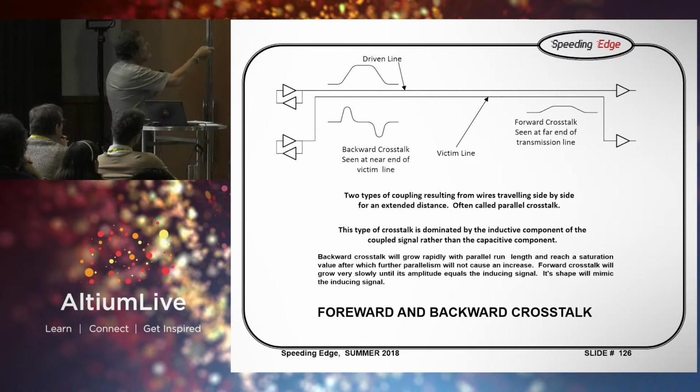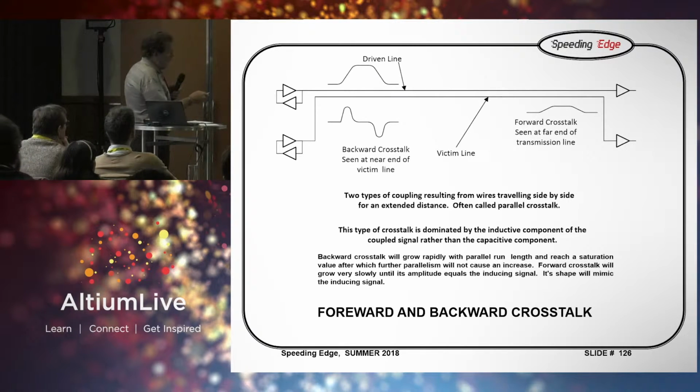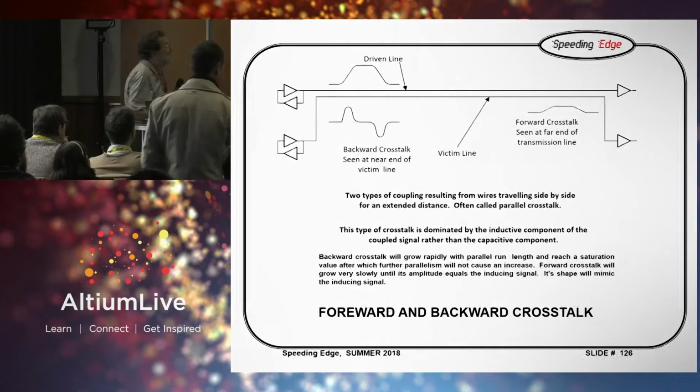And the other end we see a much smaller waveform, and if we run long enough, the two waveforms look the same. That one and that one look the same. This is the stuff that drove the phone company crazy with those bundles of wires. So we're going to be worried about backward crosstalk because that's the one that gets big quick in a board.